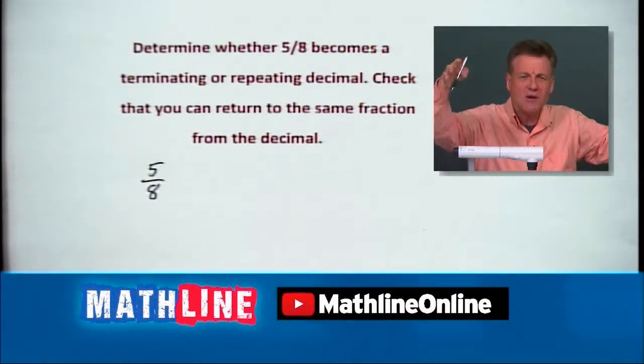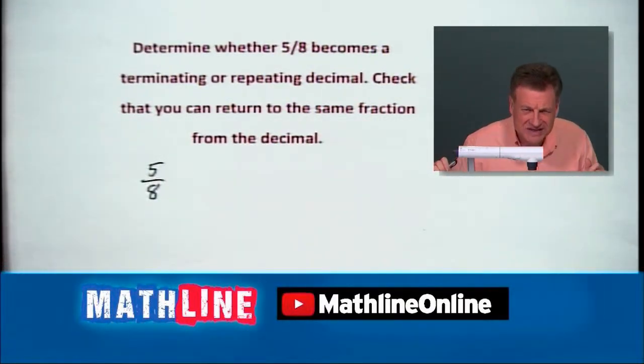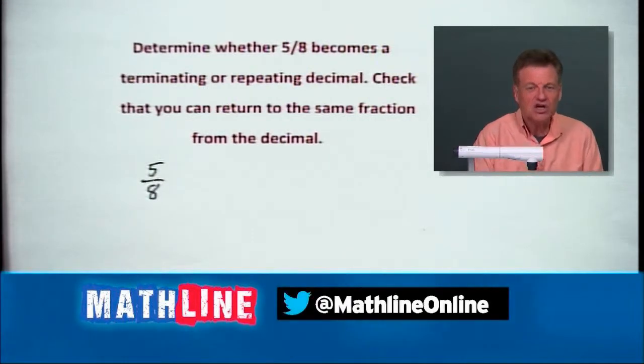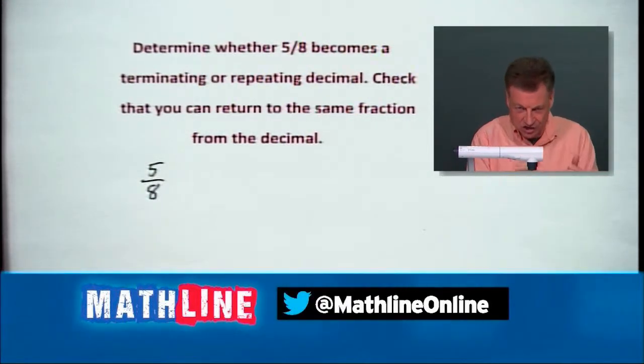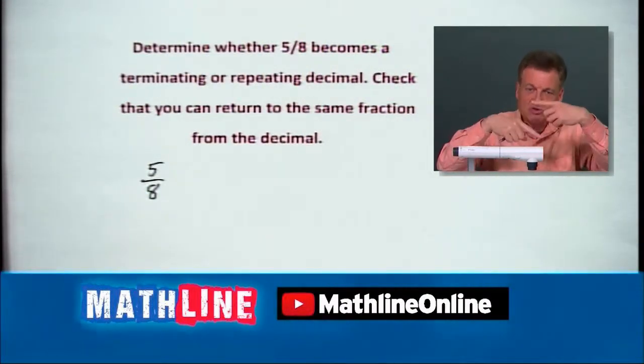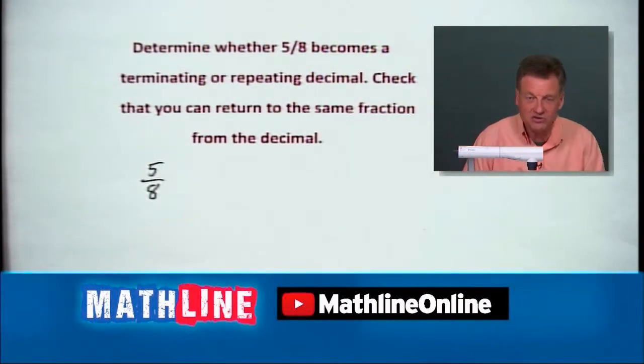Now, what does terminating mean, my friends? It means it ends, right? Like Arnold Schwarzenegger, the Terminator, he terminated things. That was his whole line. That's why he's called the Terminator. So we're going to have an ending to the decimal, or repeating means it does just that. It starts repeating itself and you never get to an end of it.